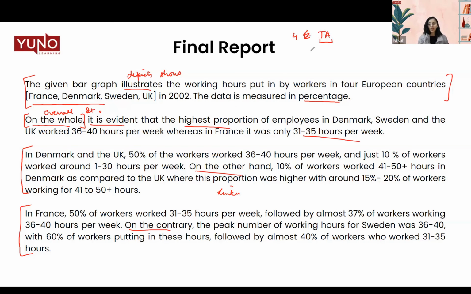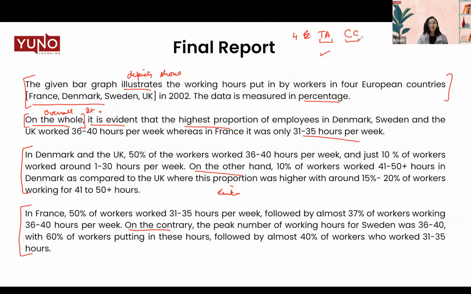Is the data on point? The data is clearly relevant. You have compared the data. All of this is considered under task achievement, right? If you have done this properly, then you'll score a good band score in this particular category. Then we have coherence and cohesion. Coherence and cohesion is structure, how cohesively your data, or your report, is flowing throughout.